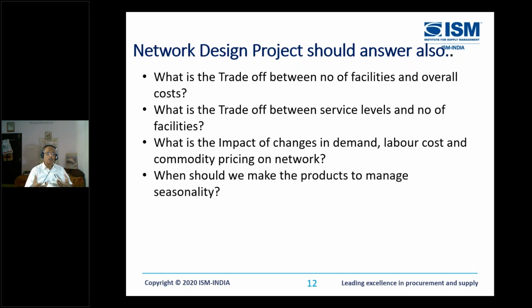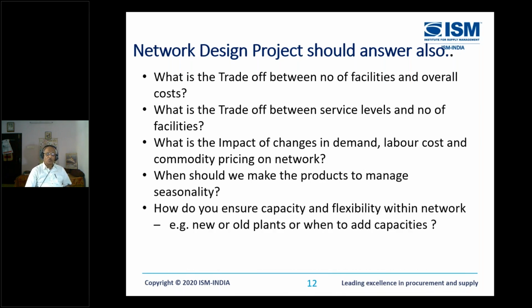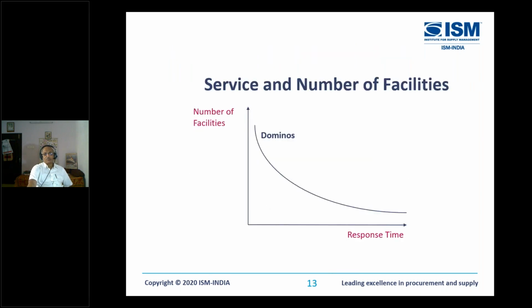When should you make the products to manage seasonality? If there is seasonality of demand, then naturally the demand will fluctuate, and are you in a position to handle that? So how do you ensure capacity and flexibility within the network? That means whether you will add new or old plants, when to add capacity, etc. Now, how do you reduce supply chain costs?